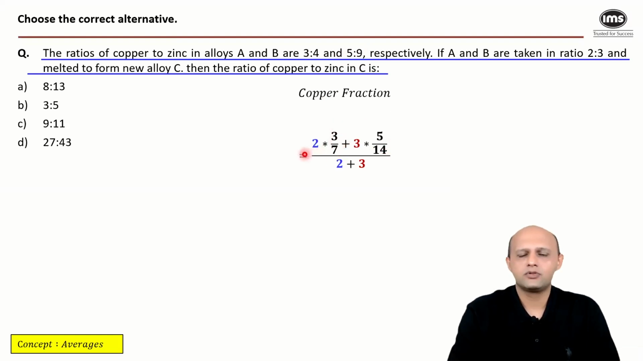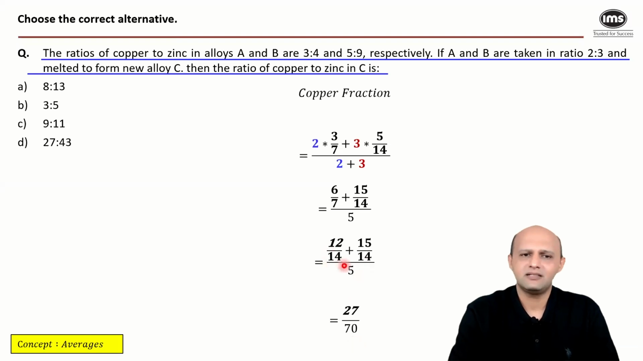So basically 2 parts, so 2 times 3 by 7, plus 3 parts of the second one, 3 times 5 by 14, upon 2 plus 3. So 6 by 7 plus 15 by 14 upon 5. Taking the LCM, you get 12 by 14 plus 15 by 14 upon 5. So essentially 27 by 70, because 14 fives are 70, is the fraction of copper. We need the ratio of copper to zinc. If 70 parts are available in total, out of which copper constitutes 27 parts, how much is zinc making up? Zinc will make up 43 parts out of the 70. So therefore the answer to the question is going to be option D.